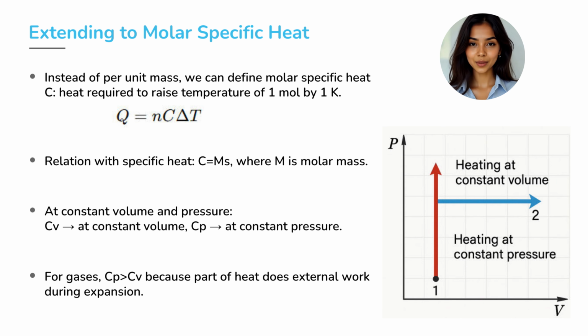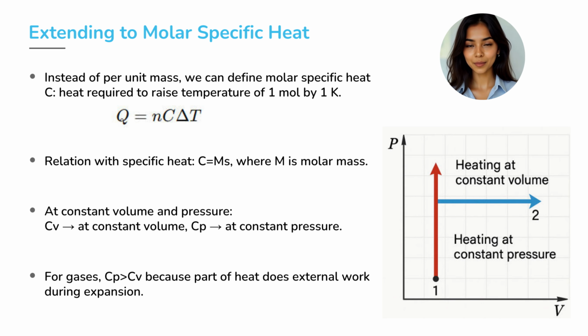Now let's zoom in a bit on gases and moles. Yes, it's time to meet the molar specific heat. Instead of talking about per kilogram, we can define specific heat per mole of a substance. The molar specific heat, represented by the symbol C, is the amount of heat required to raise the temperature of 1 mole of a substance by 1 Kelvin. So, the formula becomes Q equals N multiplied by C multiplied by delta T.